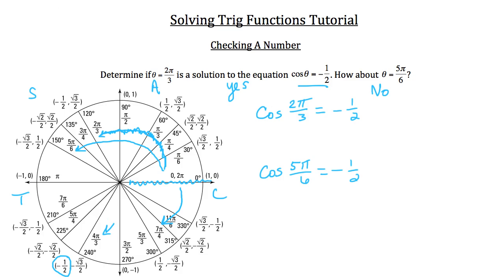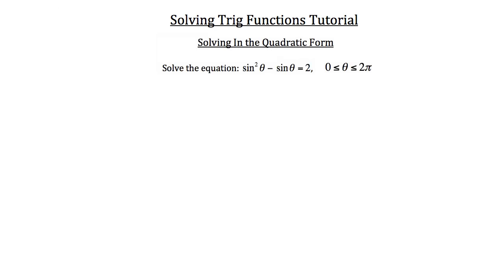Now I want to show you how to solve a trig function in the quadratic form. So imagine that you were given the equation sine squared theta minus sine theta is equal to 2, and you were told that the value of theta occurs between 0 and 2 pi. You could solve this equation in its quadratic form, so let me show you how you'd go about doing that.